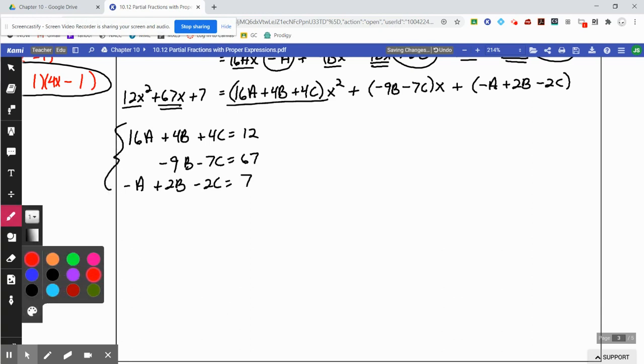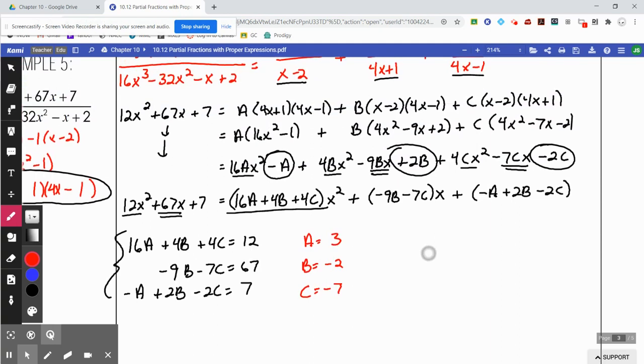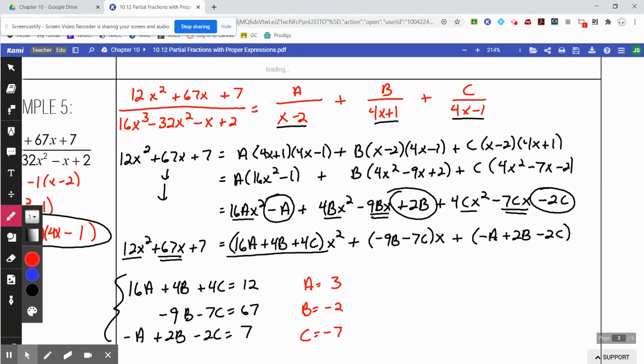And once you solve the system, you find out that a, b, and c are equal to 3, negative 2, and negative 7. So let's go back up here and replace a with 3, b with a negative 2. So I'm going to put the 2 here, and I'll just change my plus sign to a minus, and c with a negative 7. So therefore, there is my fraction decomposed, my partial fractions.